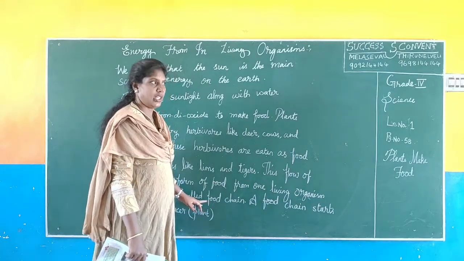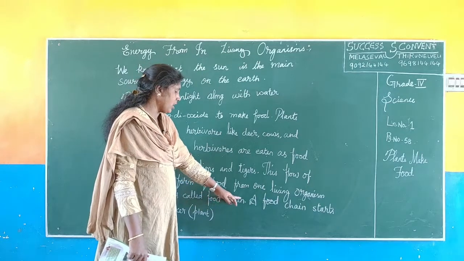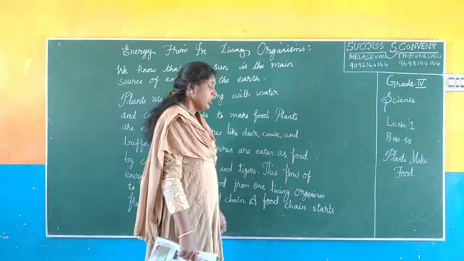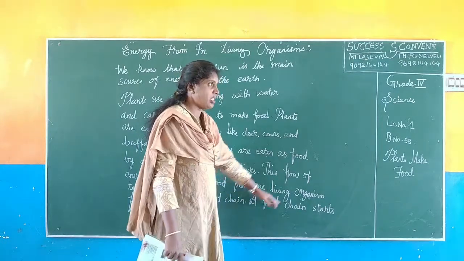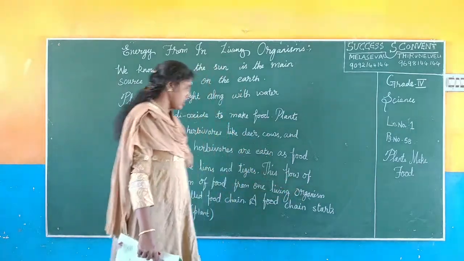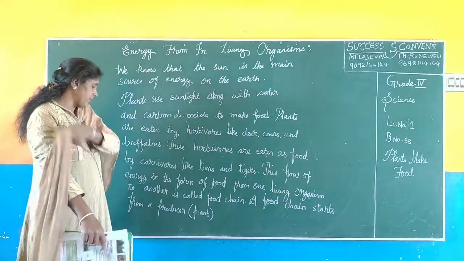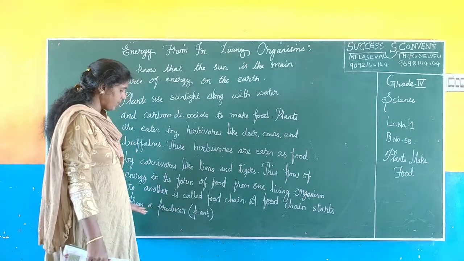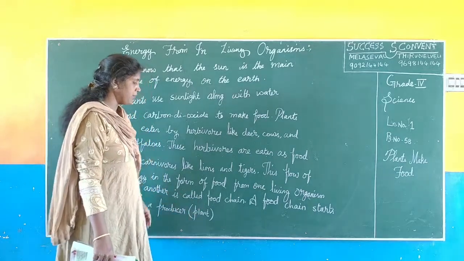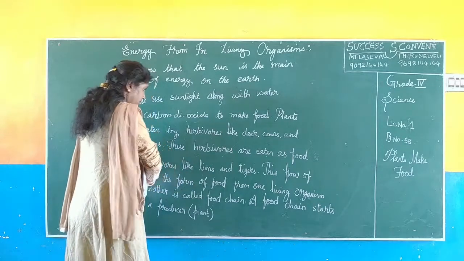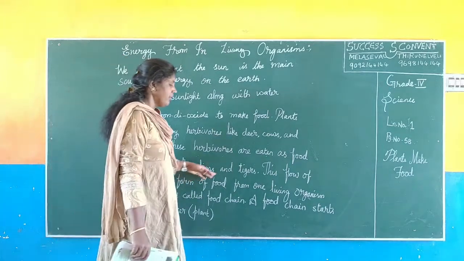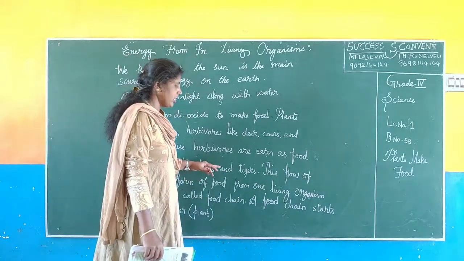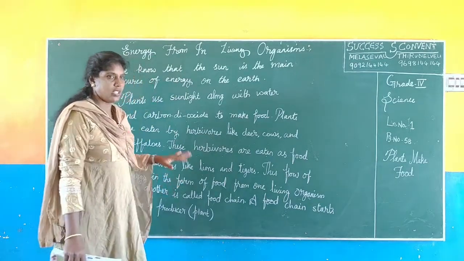What we call a food chain, F-O-O-D, food, C-H-A-I-N, chain. A food chain starts from a producer. Producer means plant. This flow of energy in the form of food from one living organism to another is called food chain. A food chain starts from a producer, that is called as plant.